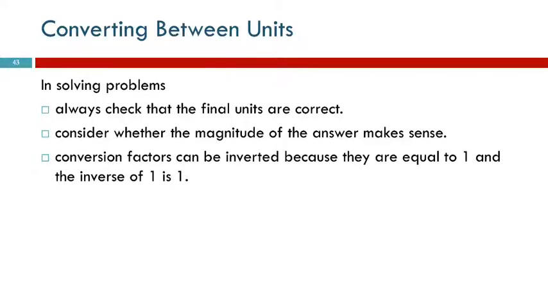More advice here. Make sure that you actually got to the unit that you wanted to get to. Ask yourself, does the magnitude of the answer make sense? You know, if you find out that this person is 7.2 meters tall, no, something went wrong. And then remember, with those conversion factors, you can write them right side up, or you can invert them, upside down them, because they're equal to 1. And if you invert 1, it's still 1. It's okay. We can flip them upside down.